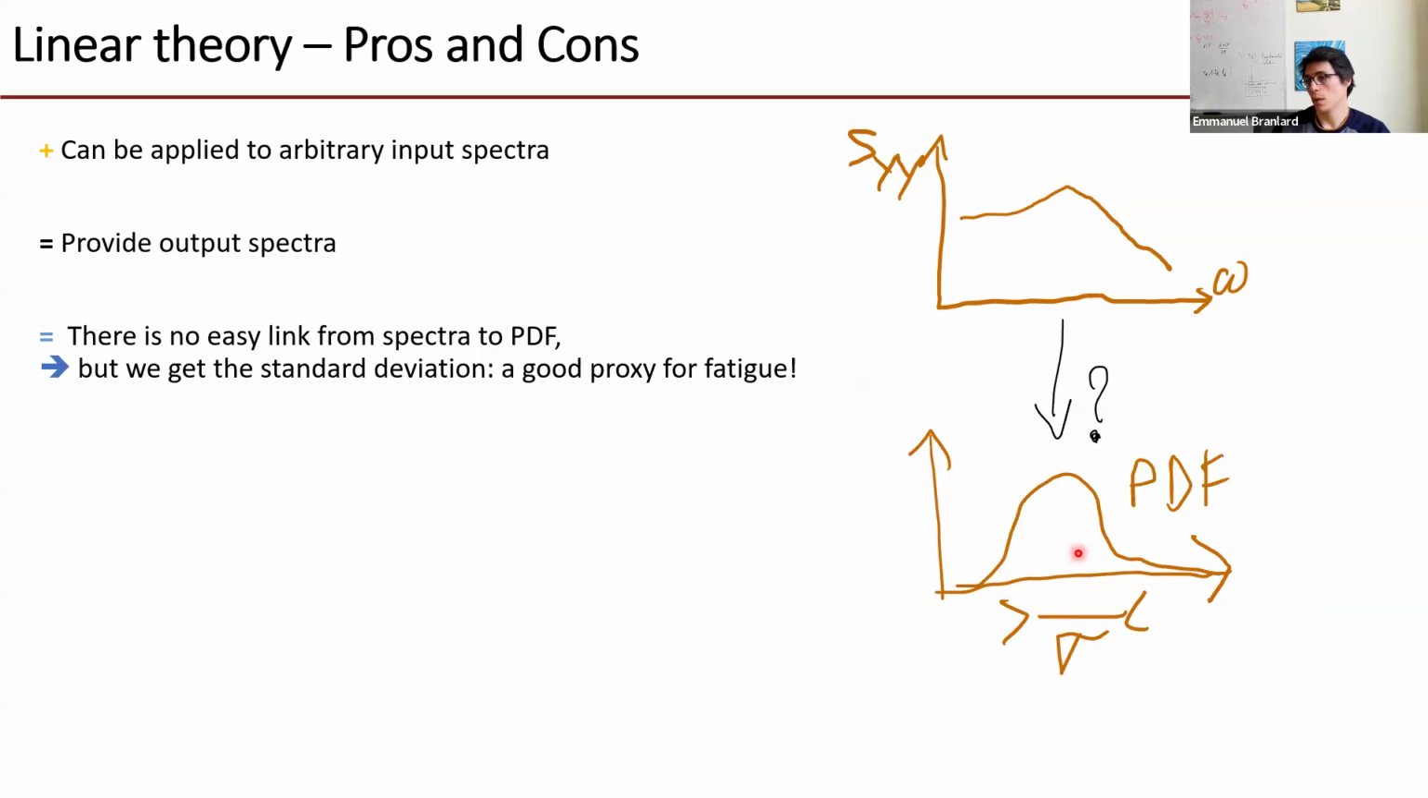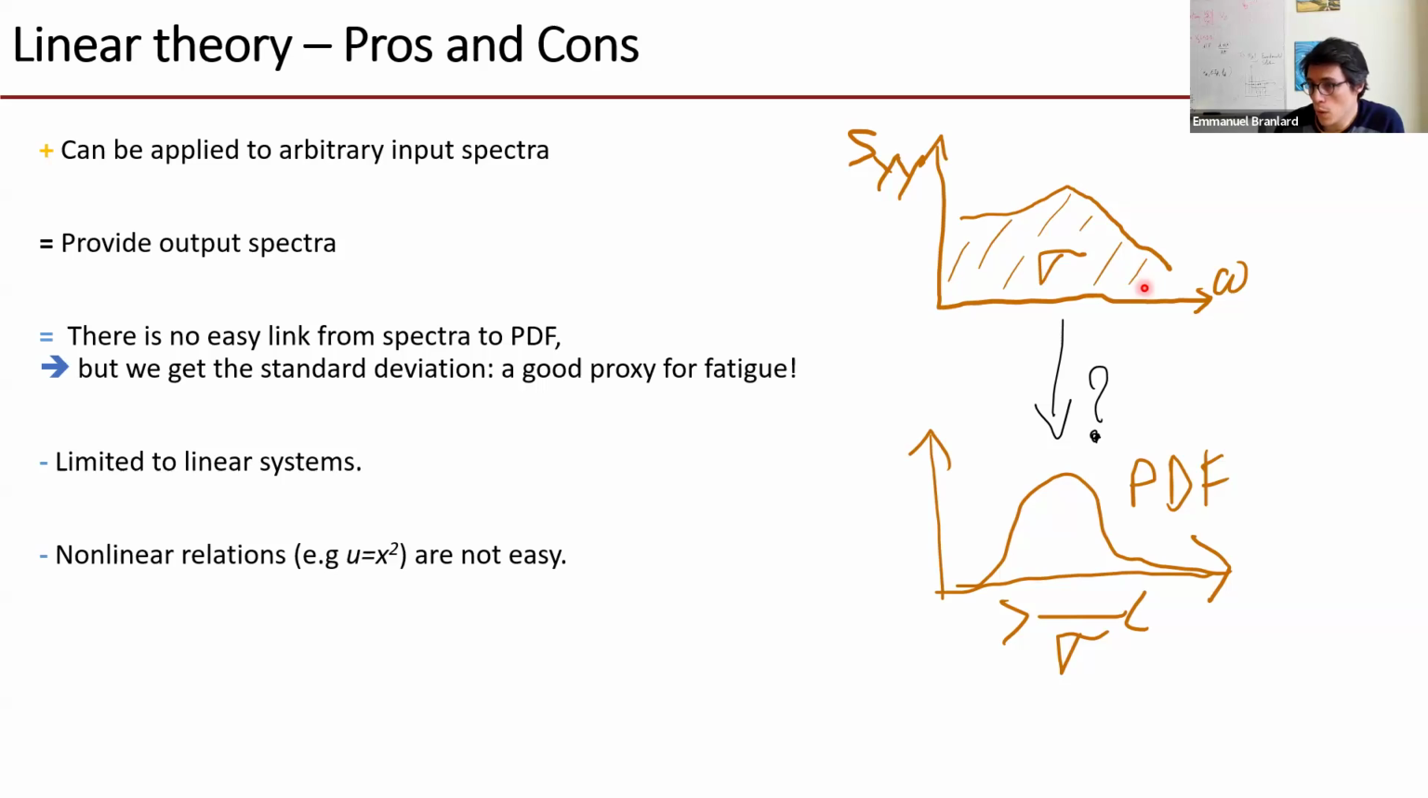This is not exactly what we wanted. What we wanted was the probability density function. So how do you get from a spectrum to a probability density function? It's not easy. It's not really the same thing. The good thing is at least the integral of the spectrum is the standard deviation. And we know that standard deviation is a good metric for fatigue. So maybe that's one path forward. Another con of this linear theory is that it's limited to linear systems. Nonlinear relationships are basically the same thing: they are difficult to handle.